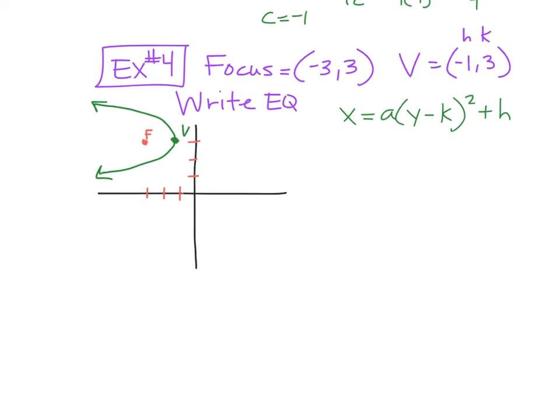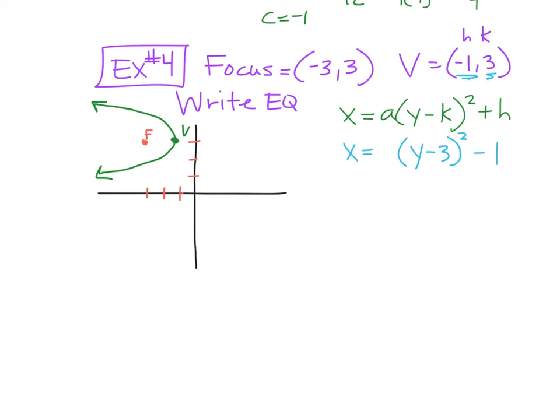So we need to figure out, well, let's just plug in what we know first. We know x equals, we don't know our a yet, so I'm just going to leave that blank, (y minus our k value, so y minus 3) squared, and then plus h, which is -1, so that's just going to be minus 1. So we need to solve for a.